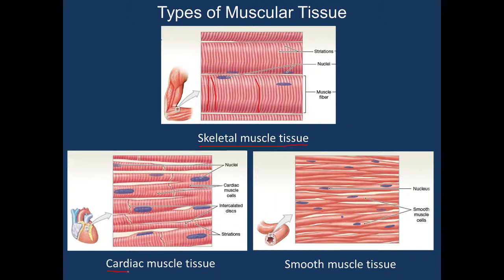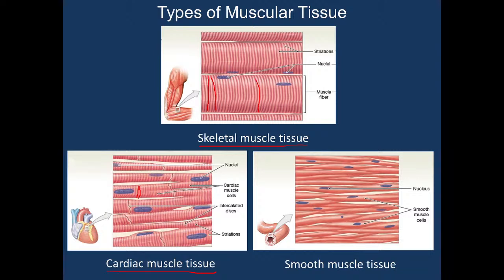Next group is cardiac muscle tissue, found only in the heart, where it forms most of the heart wall. Like skeletal muscle, cardiac muscle is striated. You see also dark and white stripes. But its action is involuntary. Its alternating contraction and relaxation cannot be consciously controlled. We can't control our cardiac muscle tissue by our brain.